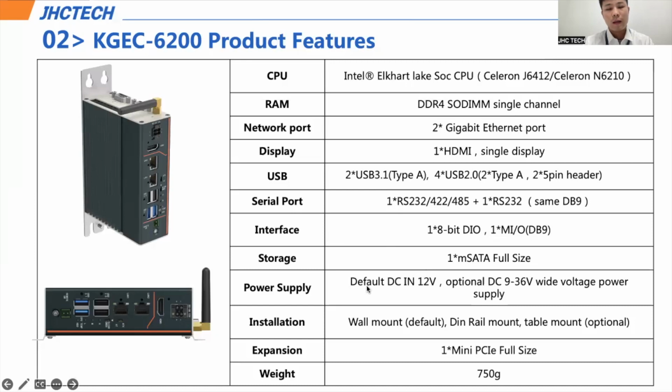For the power supply, there are two options. You can choose DC in 12 volt or DC 9 to 36 volt power input. Installation has three methods: wall mounting, DIN mounting, or table mounting. And for expansion, it can support one full-size mini PCIe slot, which can support a 4G or Wi-Fi module.